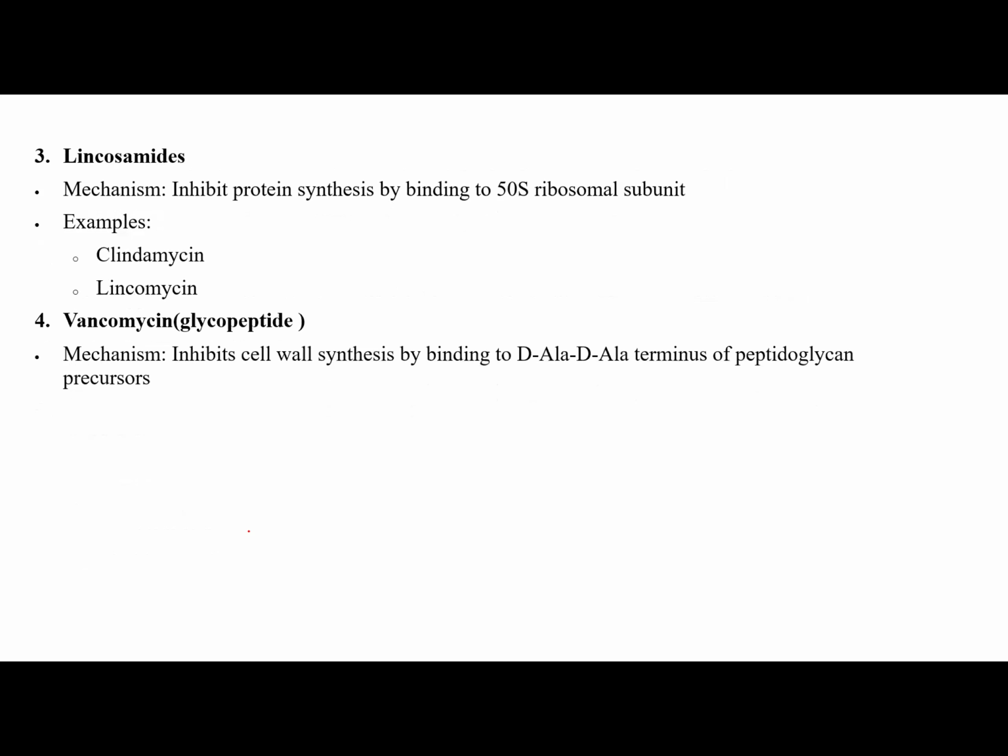They are again protein synthesis inhibitors which bind to the 50S ribosomes. Examples are clindamycin and lincomycin. The glycopeptide antibiotic, that is vancomycin, which we use for most of the MDR infections, especially MRSA. It inhibits cell wall synthesis by binding to the D-alanine terminus of the peptidoglycan precursors. So usually what we do is trough levels, right? So trough levels are usually done for this particular understanding of time-dependent antimicrobial killing.